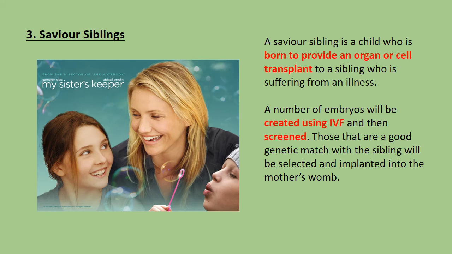Now, what they do then is, like in designer babies, they create many embryos using IVF, using the sperm and the egg of the mother and father, and then they screen those embryos to see how good a genetic match they are. The ones that are the best genetic match are then implanted back into the womb of the mother. The mother then gives birth, and then you've got a child there who can be a donor to help their sibling.